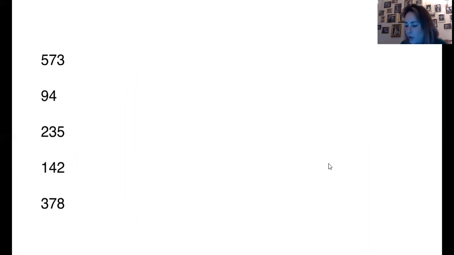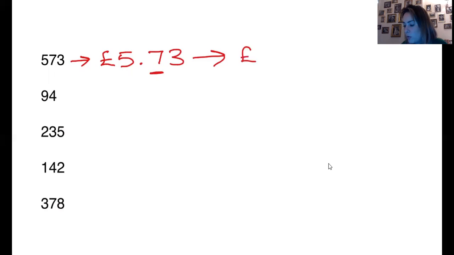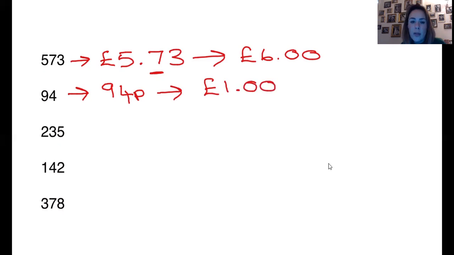If we look at our first number, 573, let's convert that into £5.73. If we're rounding that to the nearest pound, again, let's look at the pence. Let's see how many tens there are. We've got 73, so we know we're going to round that one up. So we're going to round it up to £6. If we've got 94 pence, we're going to be rounding that up to the nearest pound. It's £1, because we know that there are 100 pennies, 100 pence in a pound.